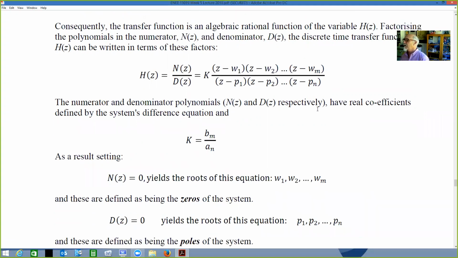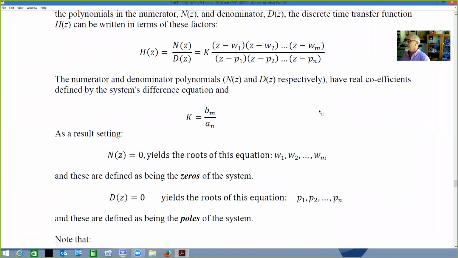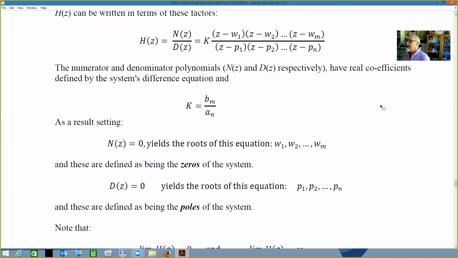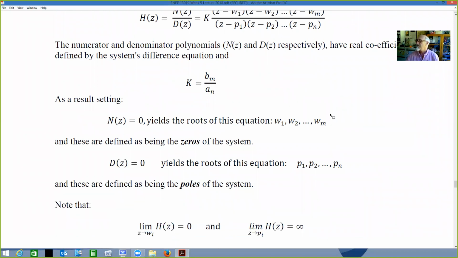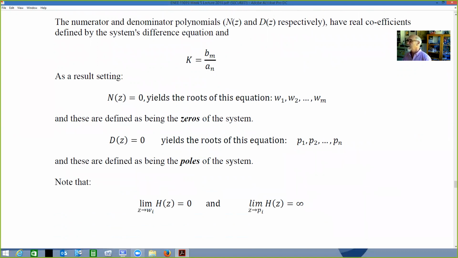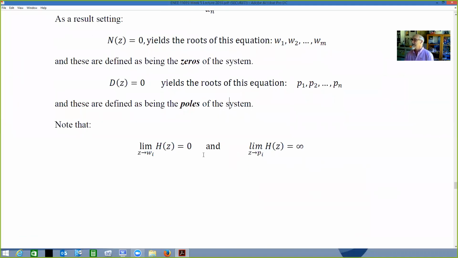The numerator and denominator polynomials have real coefficients defined by the system's difference equation. Setting N(z) equal to 0 yields the roots, which are defined as the zeros. If we set D(z) equal to 0, they again yield the roots of the equation, and we call those poles. Note that, just like with the analog system, it is exactly the same thing. As we take the limit towards our poles, the overall transfer function will tend towards infinity. If we take it towards our zeros, then as we tend towards that particular value, our overall transfer function will become 0.